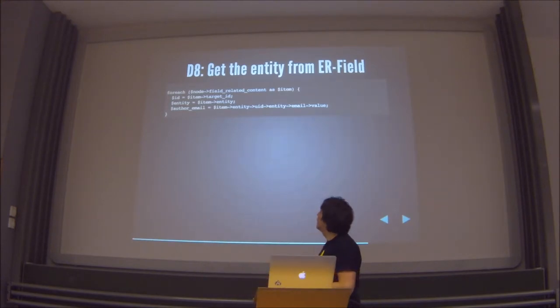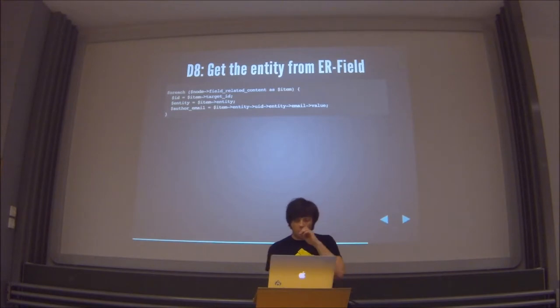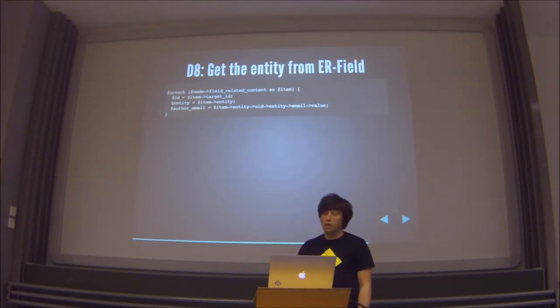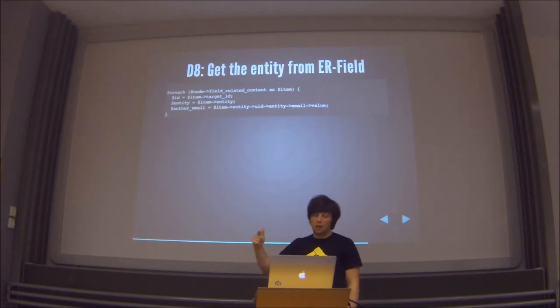And of course you can chain entities together. For example, in this one, we have field related content, which is an entity reference field, and I get one item out of it, and I load the related content. In this example, it's a node, so I get the referenced node, and the node has a property called user ID. And because user ID is an entity reference field, I access the user, and then I call entity on it, so I get the user entity. And because the user entity has an email field, I get email and then I get the email value. So in this one line I get the email of the author from a referenced entity.